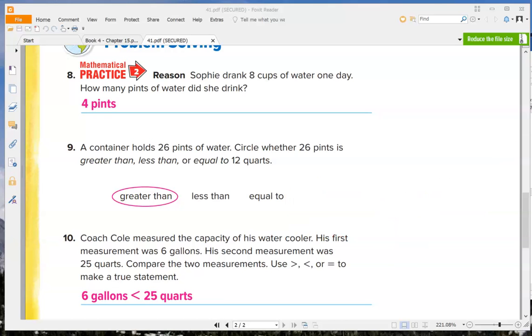You can also do the same thing here for number 10. Coach Cole measured the capacity of his water cooler. His first measurement was 6 gallons. His second measurement was 25 quarts. Compare these two measurements. Use greater than, less than, or equal to make a true statement. And the correct answer is 6 gallons is less than 25 quarts, and that's fine to write it just like that. Let's move on down.